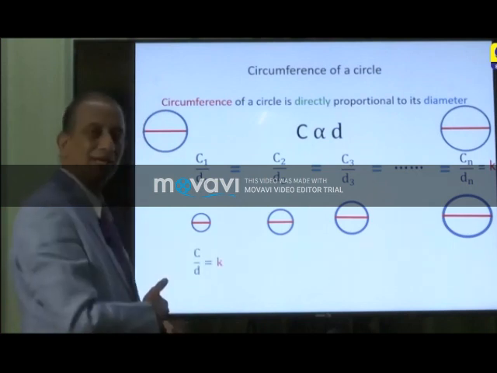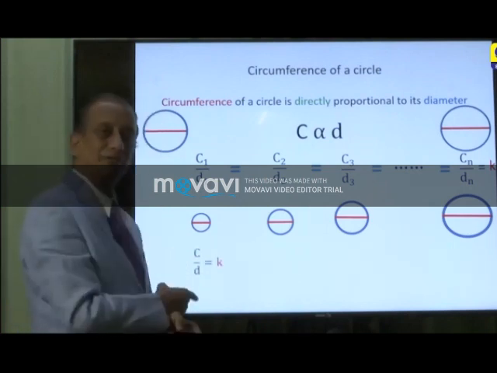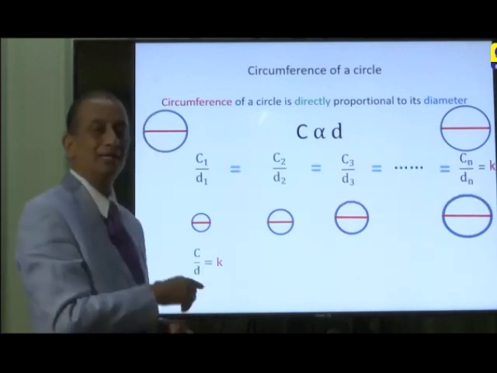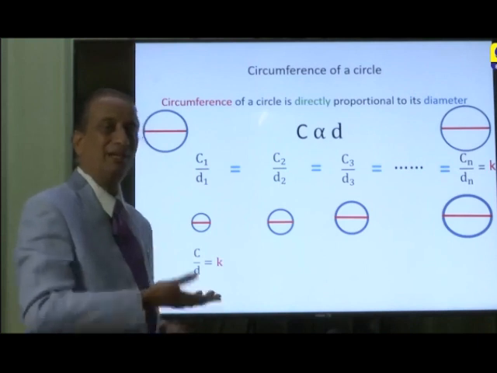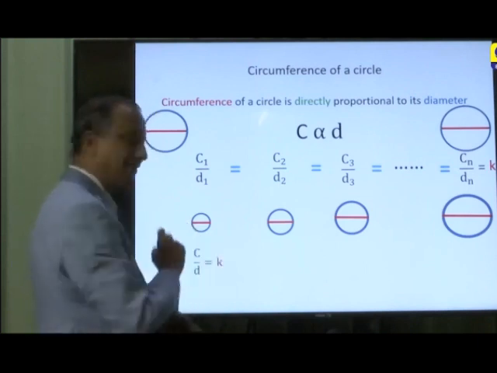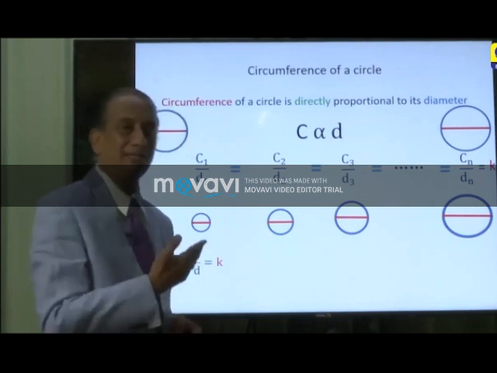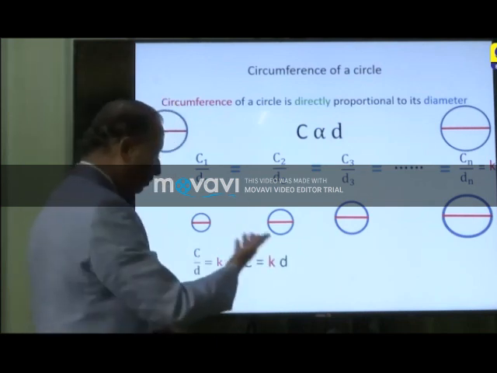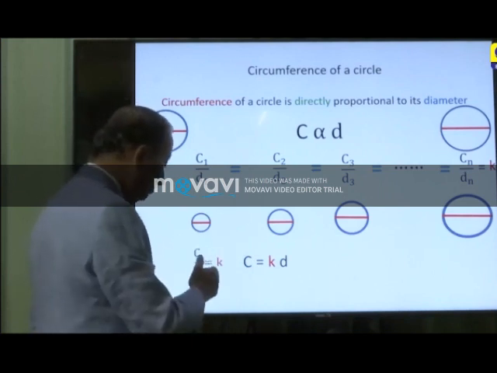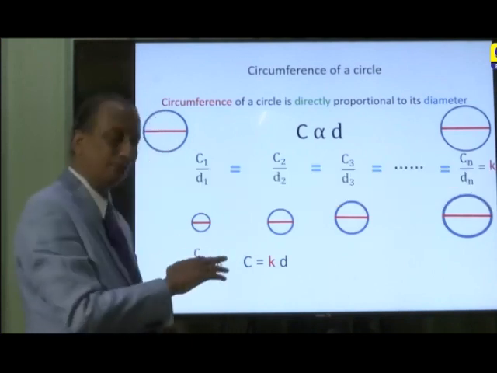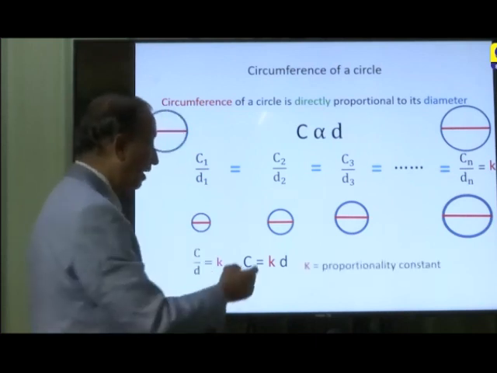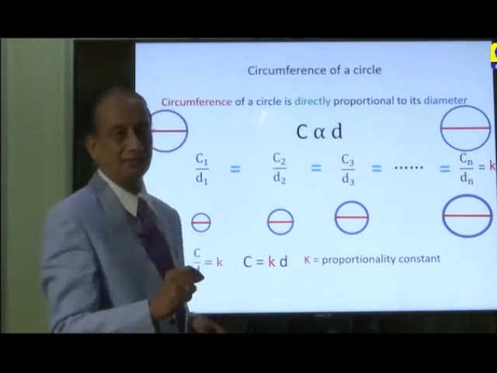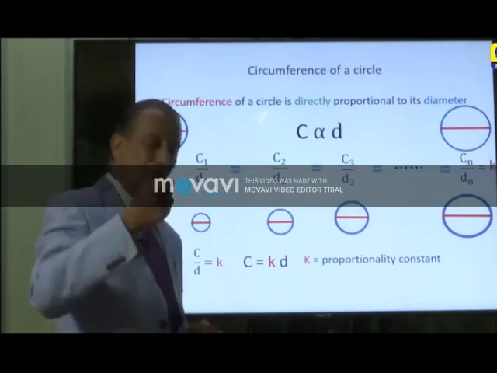Okay. So, therefore, we can rewrite this as: circumference of any circle divided by its diameter is always a constant, some constant. Let us denote this constant by the letter K. Before that, you can cross multiply this. So, C divided by 1 is C, K into D is K into D only, and here this K is called the proportionality constant. It is called the constant of proportion.